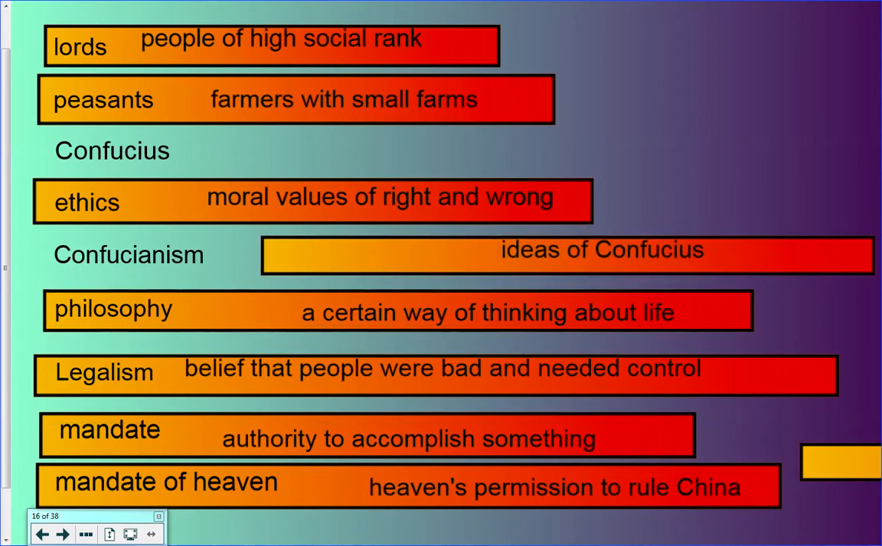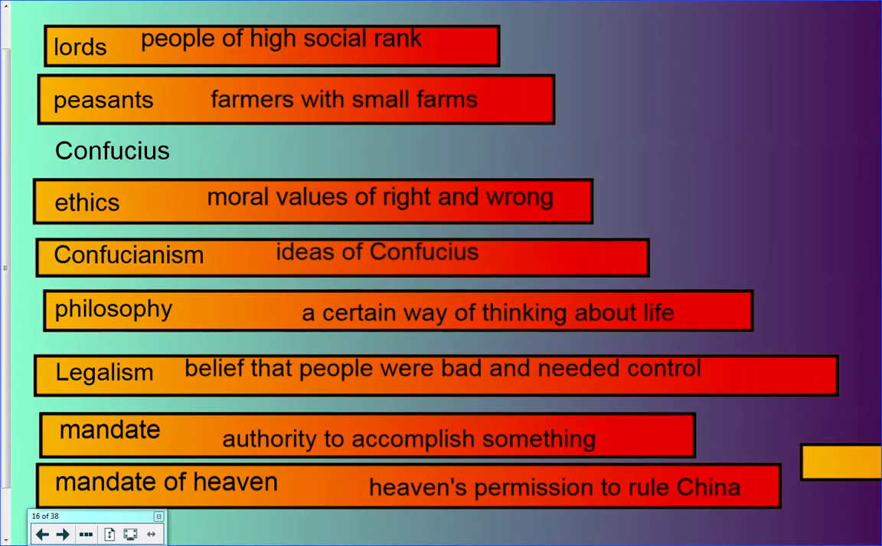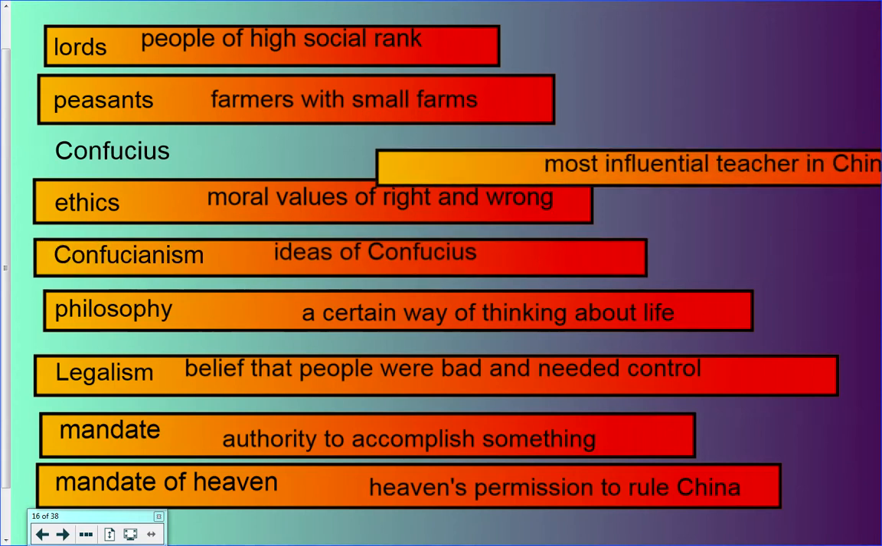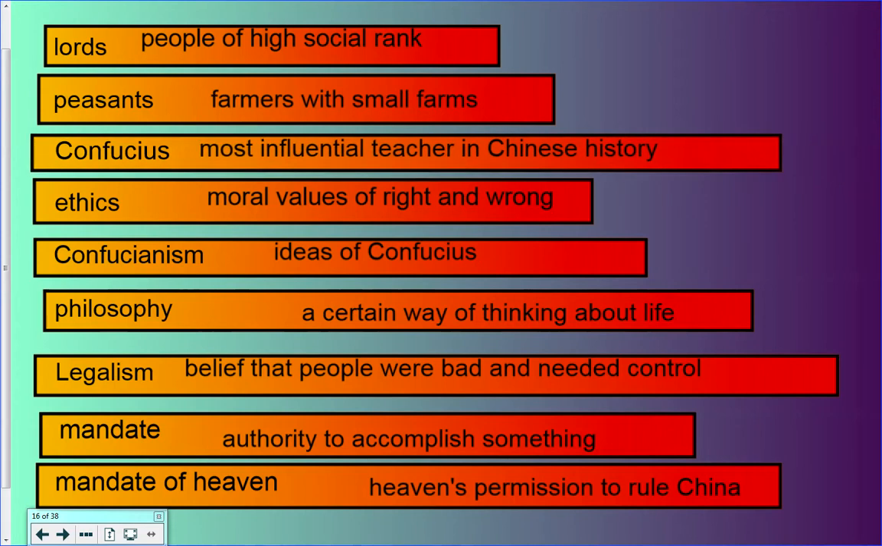The ideas of Confucius, that's easy, that's Confucianism. And who exactly is Confucius? Confucius is the most influential teacher in Chinese history. So if you want to take a moment and copy those down onto your paper, you can do that, and you can bring that in with you when you come to school and put it right in your folder.